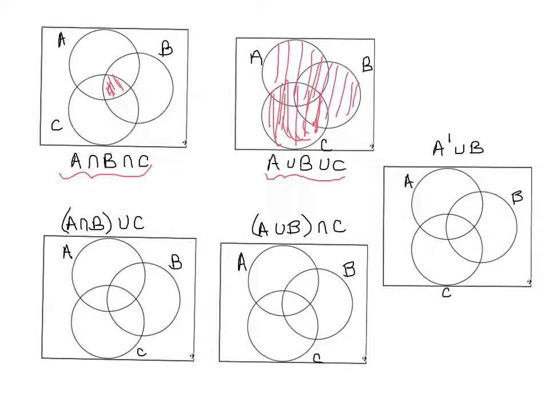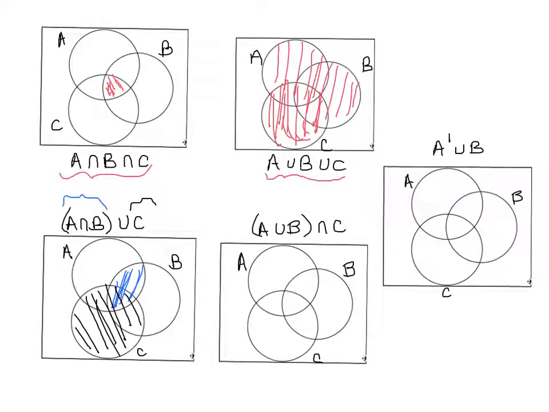A intersect B union C. So because we have A intersect B and it's the union with C, we can just shade everything in A intersect B, and that would look like this. A intersect B. And since it's a union, now we can just shade everything in C, and that looks like this. And that is A intersect B union C.